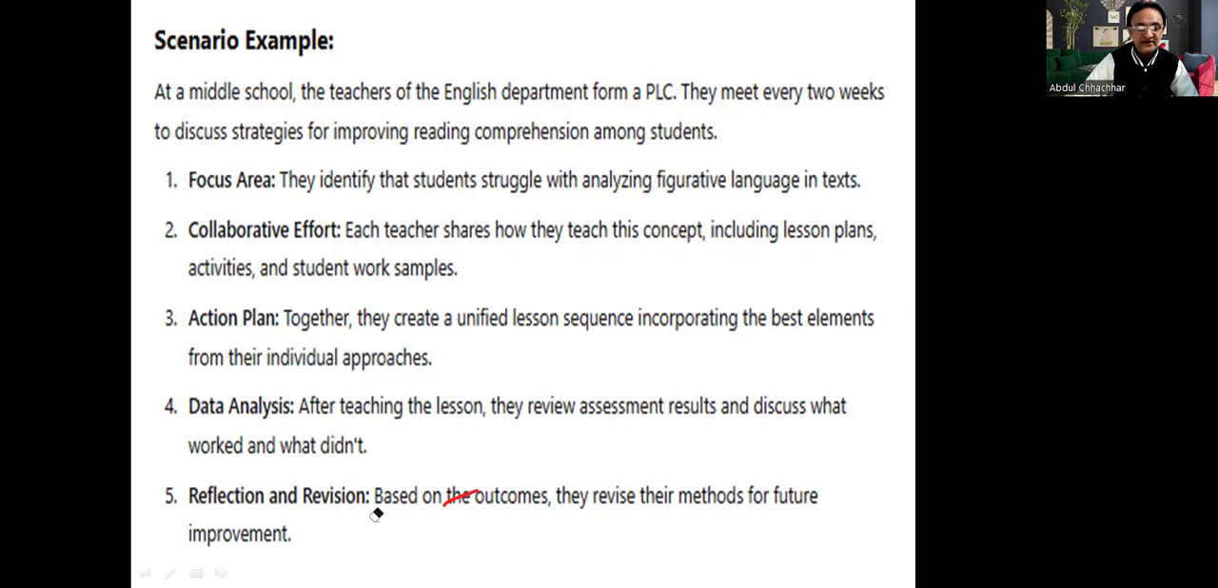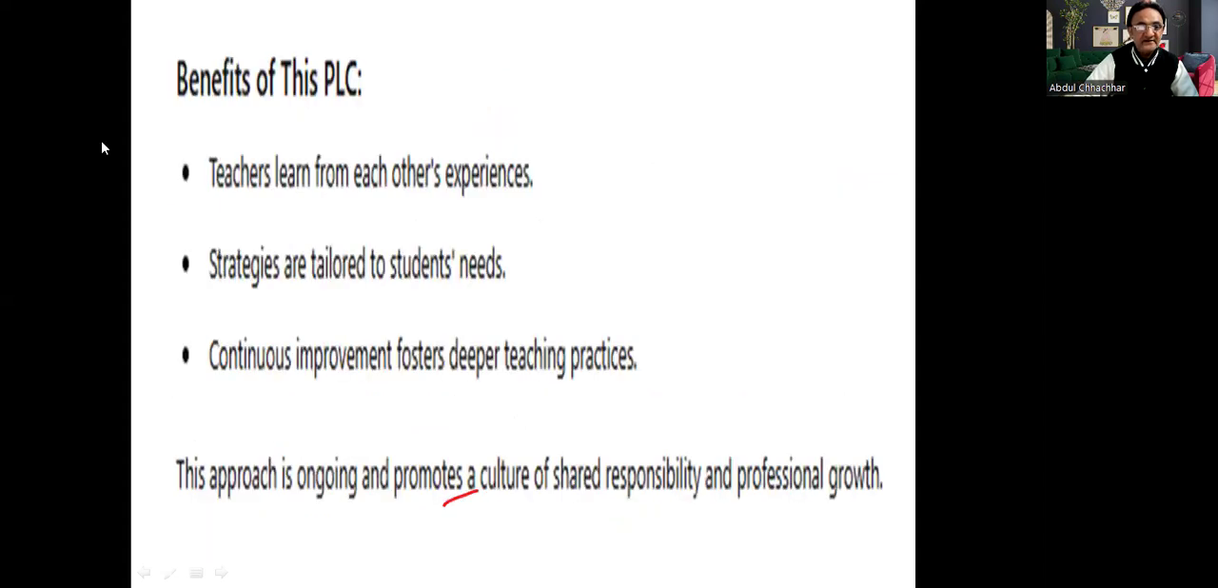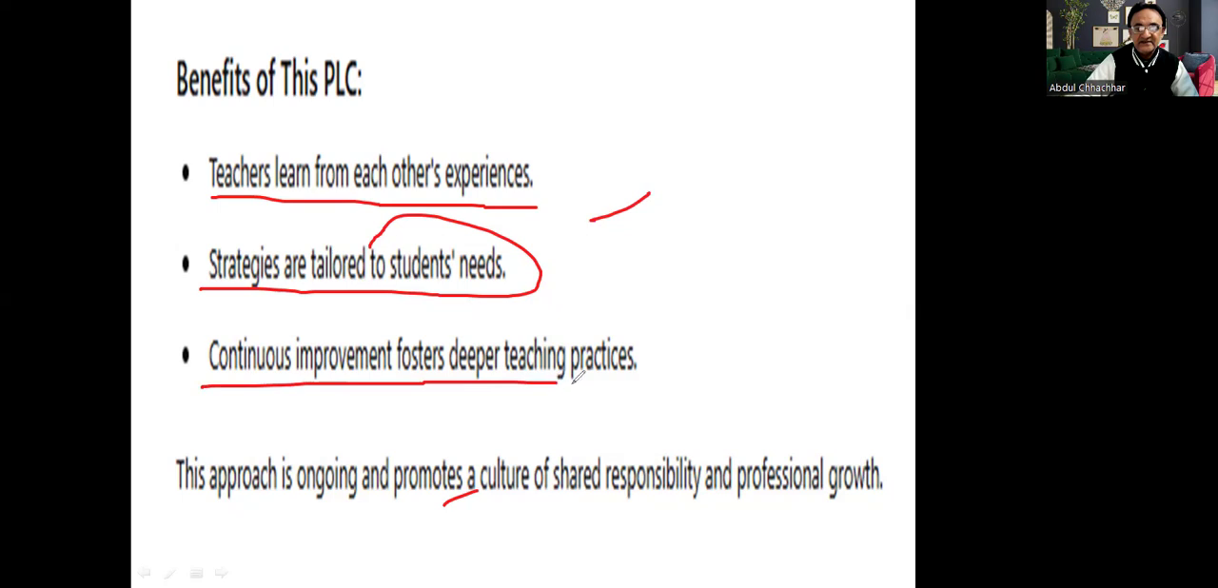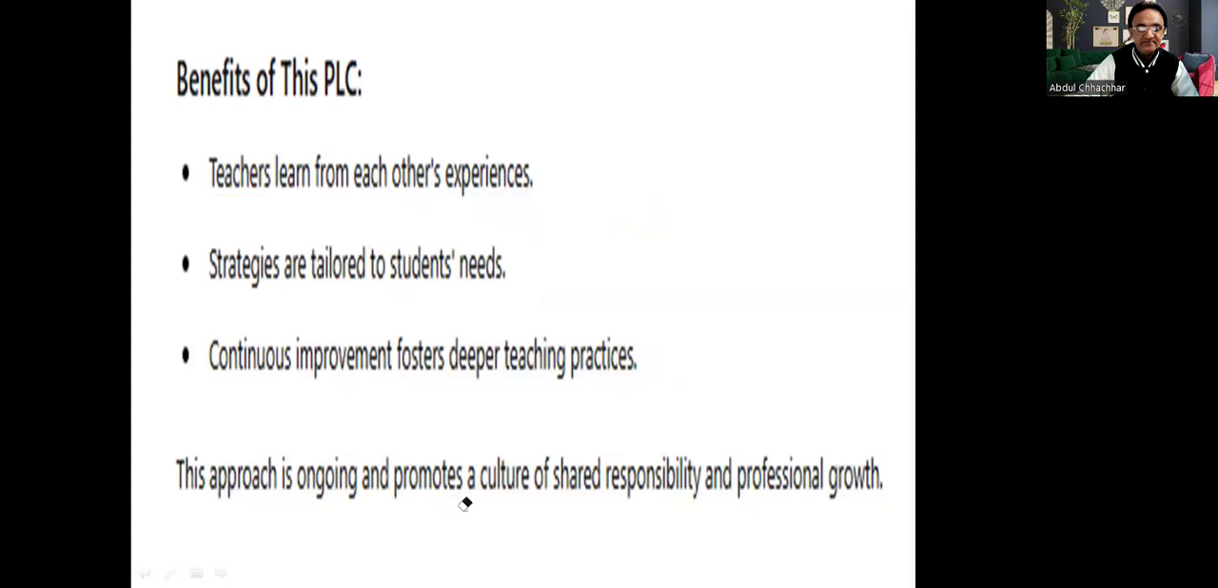Let's move to the next question. What are the benefits of the PLC? Teachers learn from each other. Strategies are tailored to students' needs. They modify and continuously improve to deepen teaching practices. So these are the teaching benefits of the professional learning community.